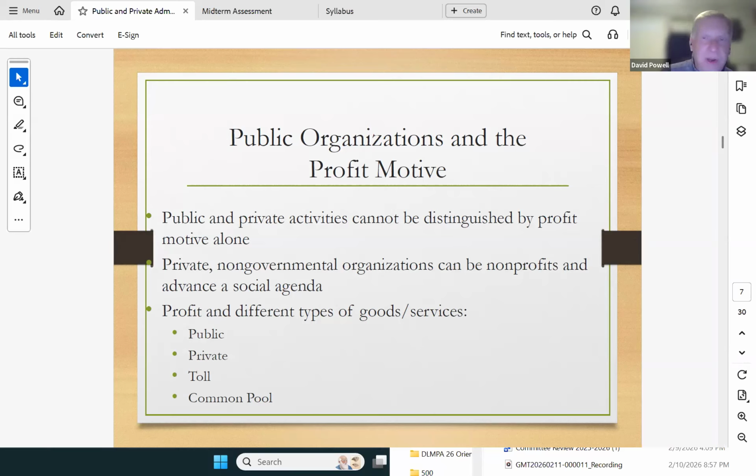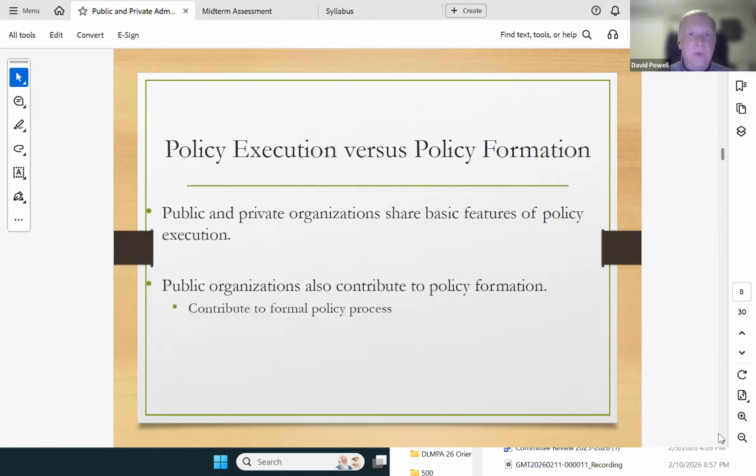If it's a toll good, then it's probably going to be done oftentimes through contracting out. And so the contract is being paid for through government sources, so that's government provision, but then the actual production is being done by a private organization. So sometimes we can get some insight into the difference between public and private organizations through knowing what type of good they are providing and producing.